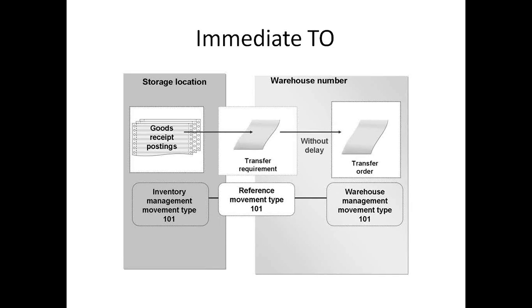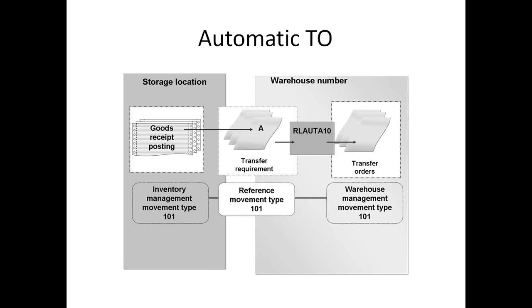So in the same way, we have an arrangement at the warehouse management movement type level, so that we can make the transfer order immediately as soon as the goods receipt is created. That is called an immediate transfer order. And also we have an option like offline: for one complete day we have created some hundreds of transfer requirements.